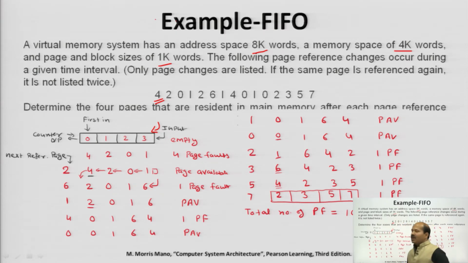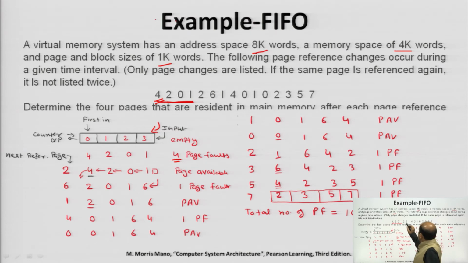Initially it is empty. So, obviously 4 page faults will occur, because these are different pages: 4, 2, 0, 1. So, these 4 pages are stored first, and corresponding to these 4 pages, 4 page faults occur. So, these pages are stored here: 4, 2, 0, 1. First 4 pages are stored, and now the queue or stack is full. No next page can be entered in this stack. So, we have to replace some page number if the next page is referenced.